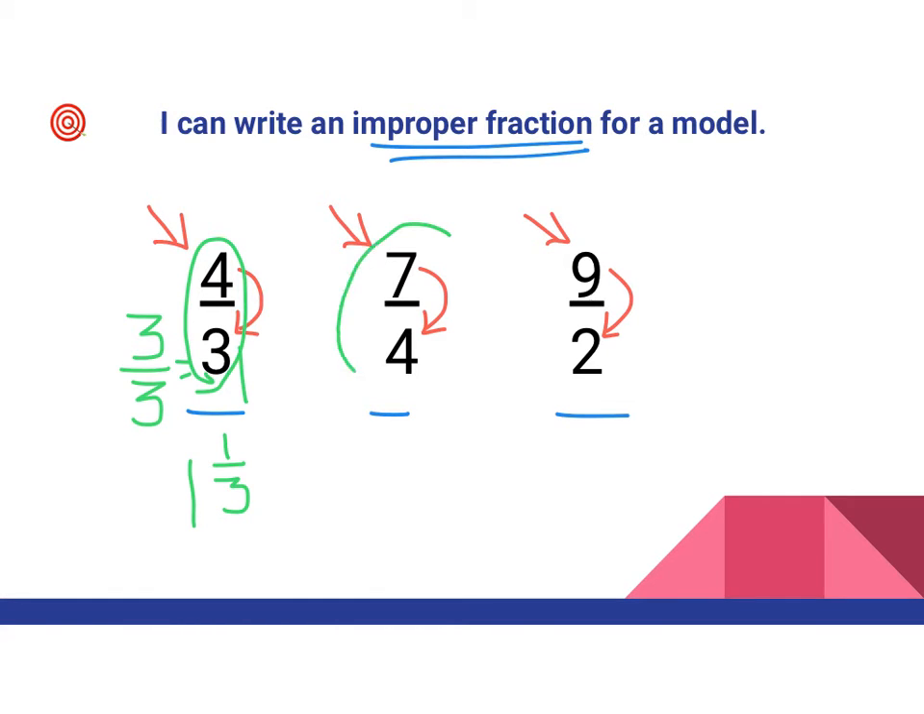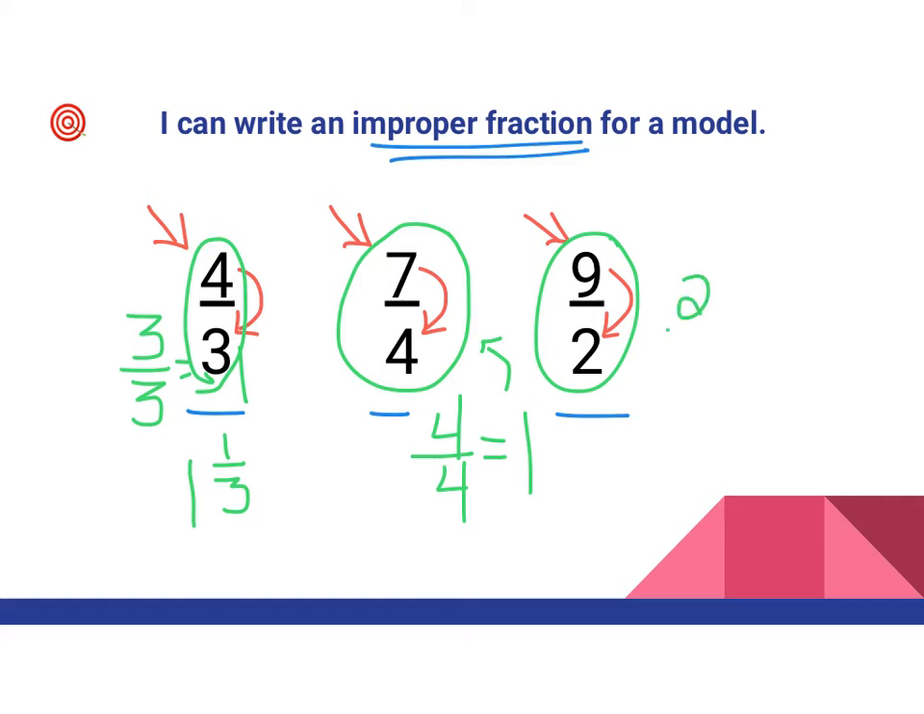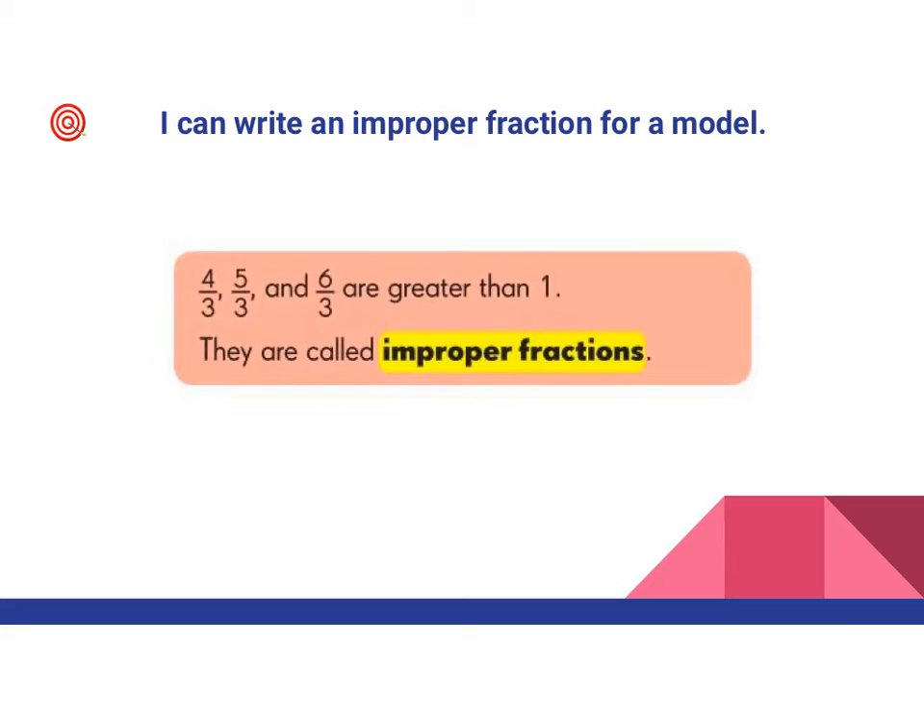So 7/4, same thing. What would a whole be for fourths? 4/4 equals one whole. So you've got more than one whole if you have 7/4. And 9/2, oh my goodness, only 2 halves make a whole. So you've got several wholes here. So you have a lot more than one whole here. An improper fraction is a fraction that has a value greater than 1 because that numerator is larger than the denominator.